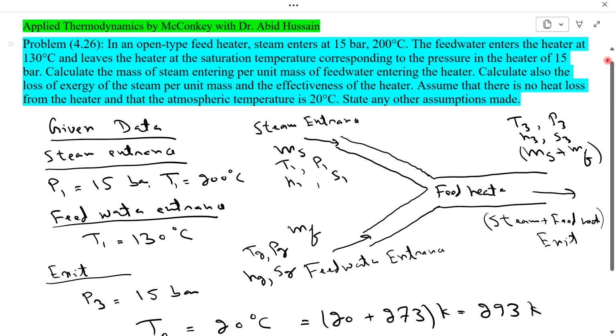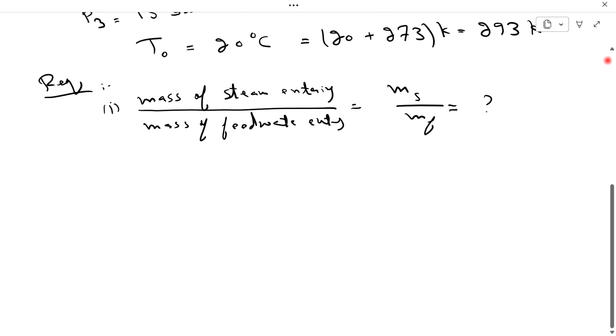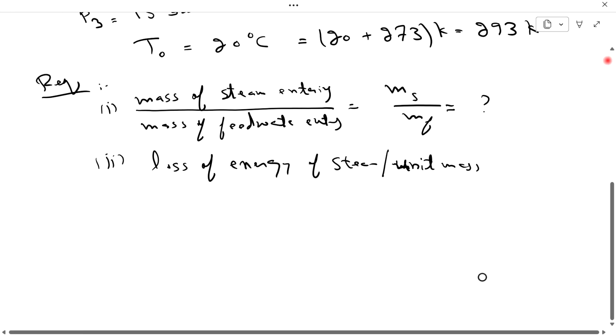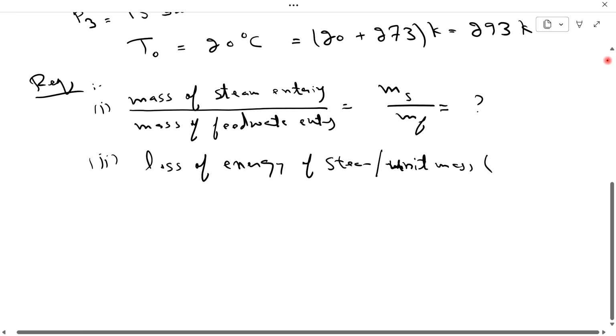Second, calculate also the loss of exergy of the steam per unit mass. Number 2: the loss of exergy of steam per unit mass, which I name E1.